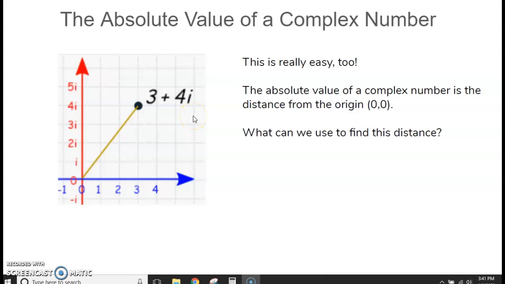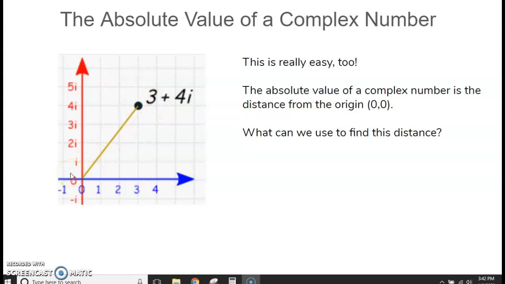Okay, on to concept number 2 for today, the absolute value of a complex number. This is really easy as well. The absolute value of a complex number is the distance from the origin. So the distance from the point to the origin.